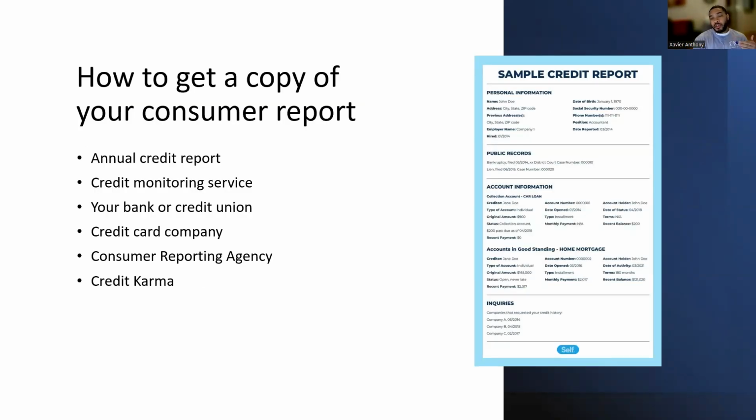Let's talk about the different ways to get a copy of your consumer report. I'll go over the ways that I know how to. If you know any extra ways, you can leave them down in the comments below. So you're entitled to get a free copy of your consumer report once a year from the 3 major consumer reporting agencies, Experian, Equifax, and TransUnion. But until the end of 2023, you're entitled to get a free copy once weekly due to COVID. So you can request your free consumer reports at annualcredit.com.